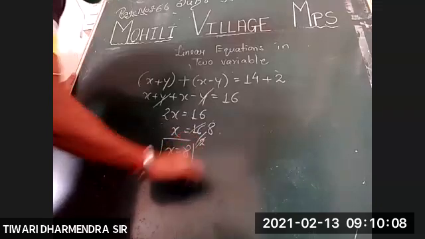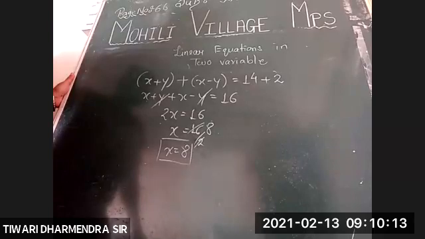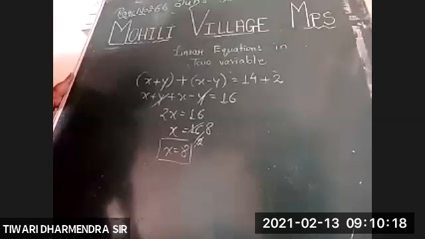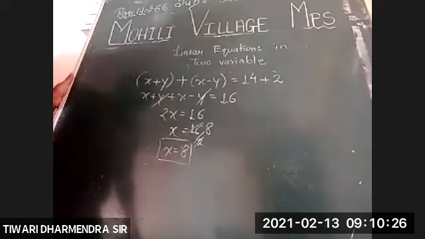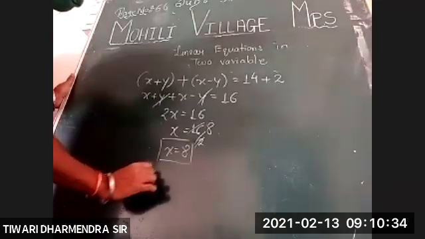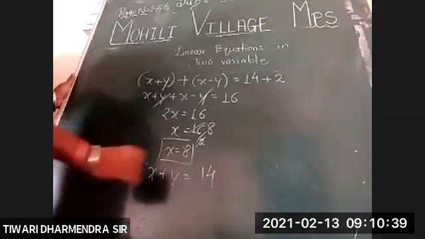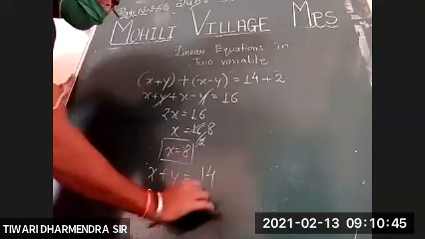Now how do we get the second number? What will we do? We will substitute this value in any of the equations. Let's substitute this value in equation 1 or 2, whatever you say. Say equation 1. So we have equation 1 as x plus y equal to 14. Substituting this value in equation 1, replace this x by 8. 8 plus y equal to 14.